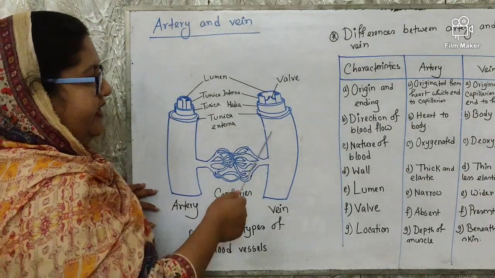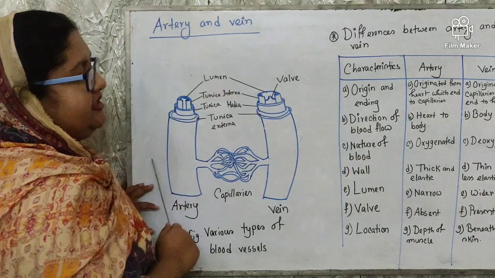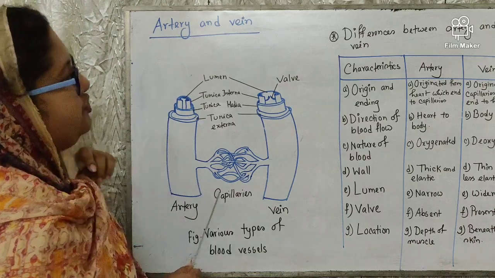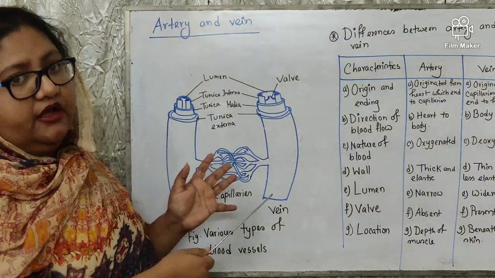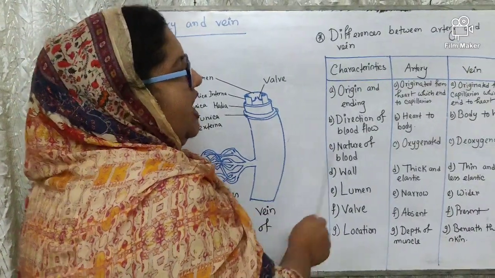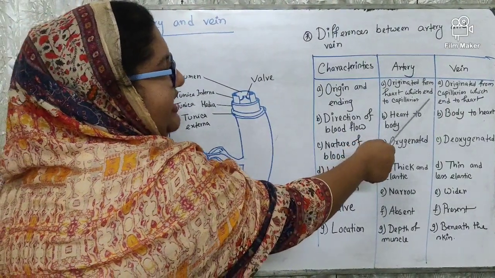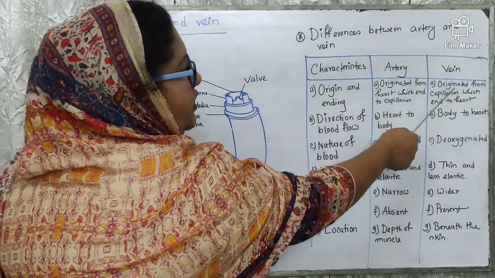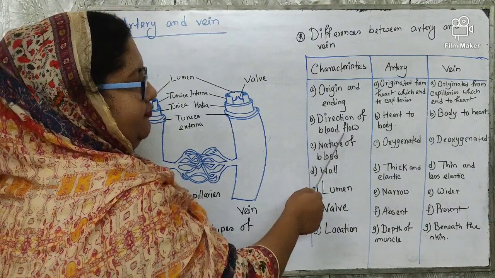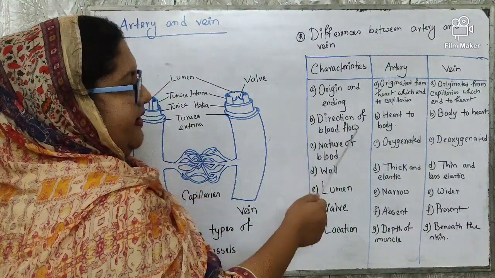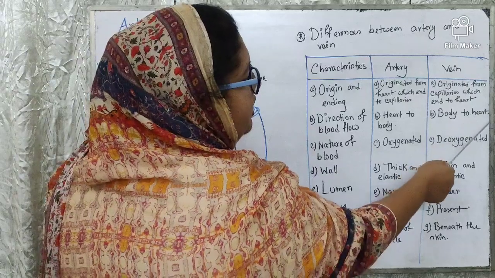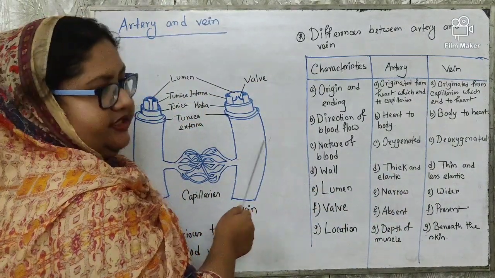Moreover, in case of vein, they have valves. In case of artery, there are no valves. So we can write down the differences between artery and vein regarding these characteristics. Origin and ending: artery originates from the heart and ends at the capillaries, and vein originates from the capillaries and ends at the heart. Direction of blood flow: the artery carries blood from the heart to the body, but the vein carries blood from the body to the heart.